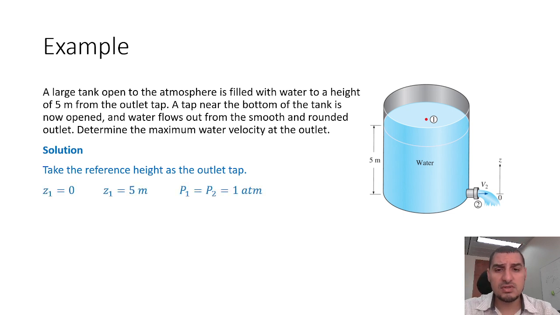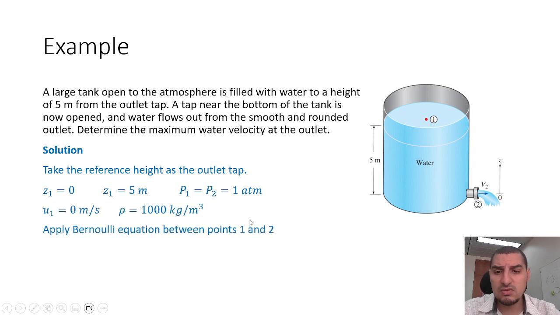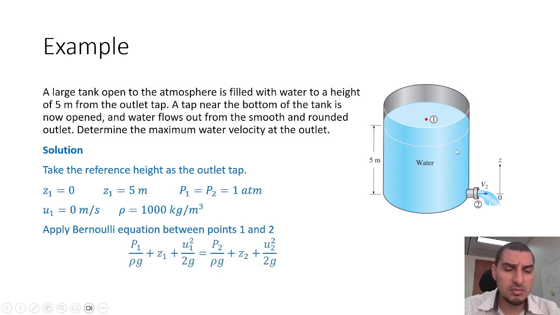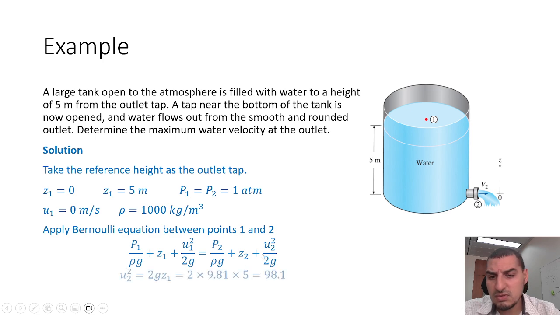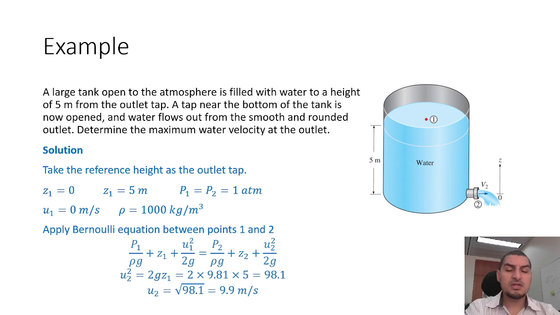So if you take the reference as the surface, we know Z1 is 0, Z2 is 5 meters, P1 and P2 are both atmospheric pressure, U1 is 0, and we know the density. So the equation will be very simple. Again, we are applying the Bernoulli equation between these 2 points. The pressures will cancel out. U1 is 0, Z2 is 0, so U2 squared is 2gZ1, and we can calculate U2 directly to be 9.9 meters per second. So this is the second problem.